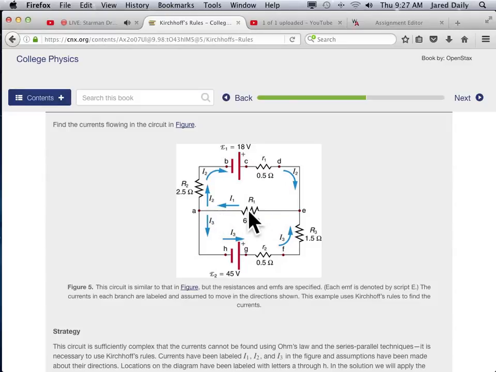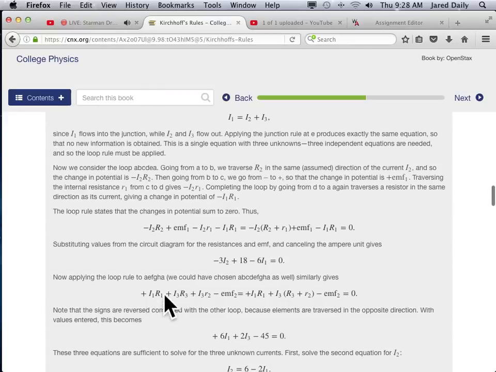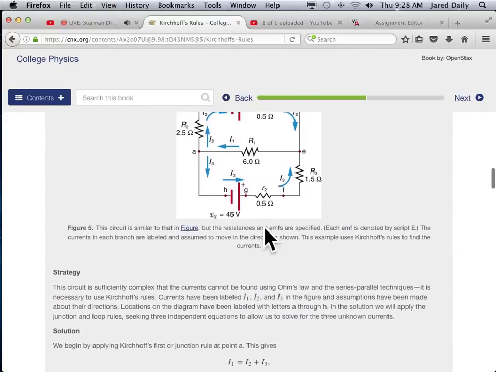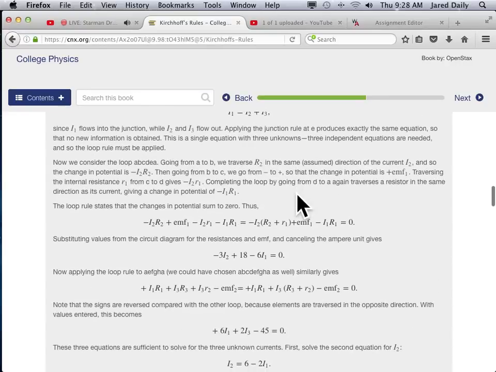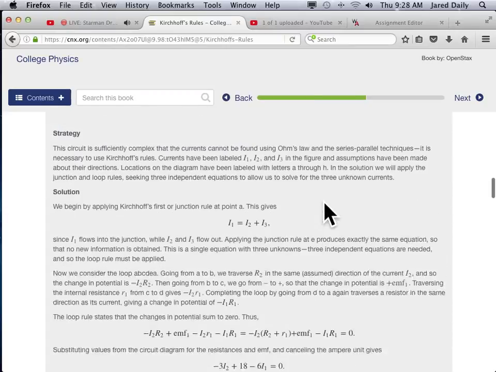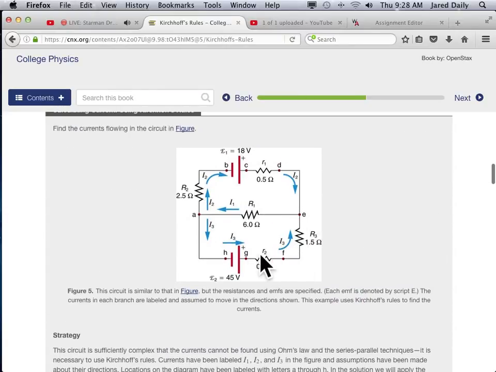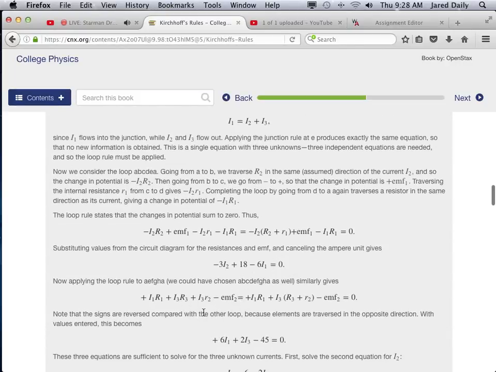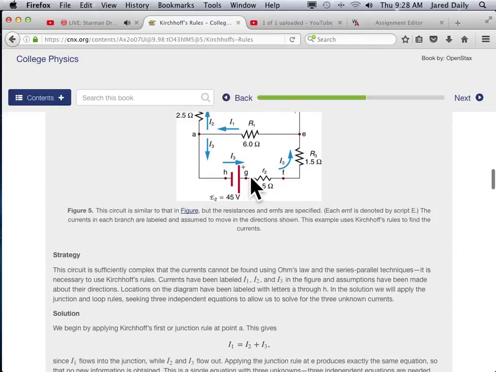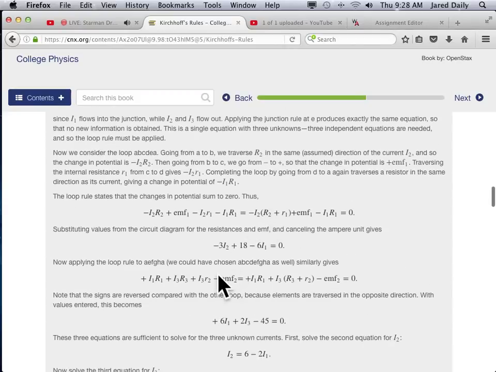Sorry. If you're going against the current, it's positive I1 times R1. And let's see if that's what they do. It's positive I1 times R1 right there. And then they go through I3, R3, against current I3 again, so that's positive I3, R3. And then they go around this one, which is against current 3 through R2, so positive I3, R2. Then they go through the battery backwards from high to low, so that's going to be negative the EMF of the battery 2, negative EMF 2. And then they simplify that equation and set it equal to 0.